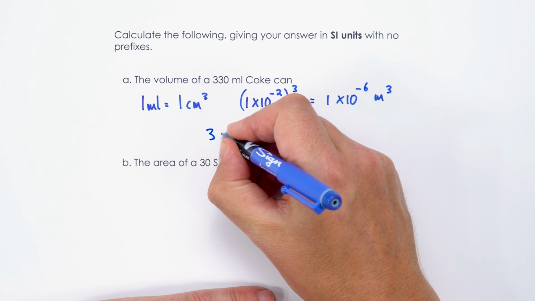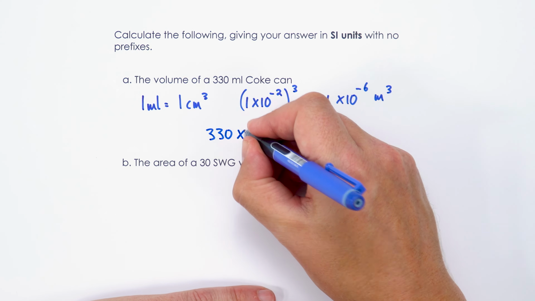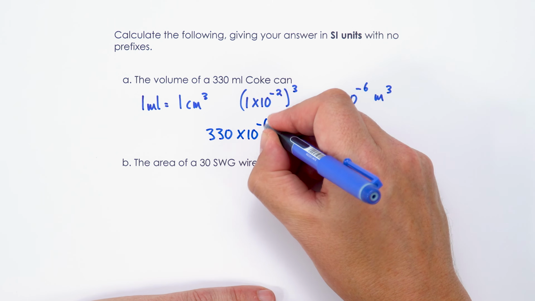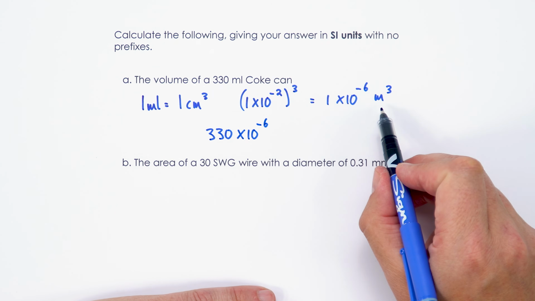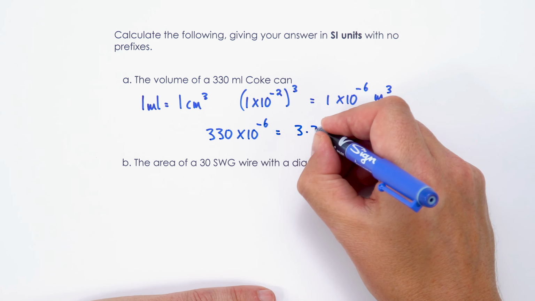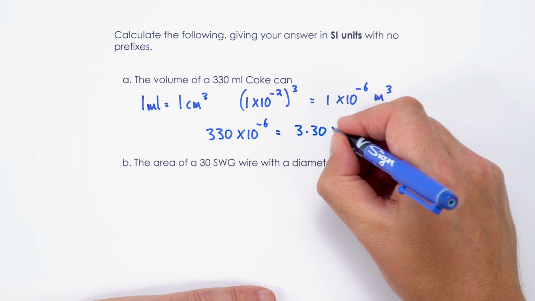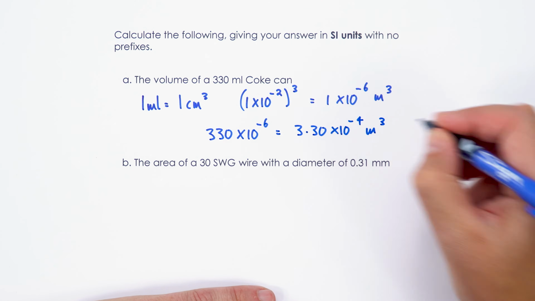So if we've got something which is 330 millilitres, that's the same as 330 times 10 to the minus 6, because we're converting from millilitres into cubic metres, and then in standard form that would be equal to 3.30 times 10 to the minus 4 metres cubed.